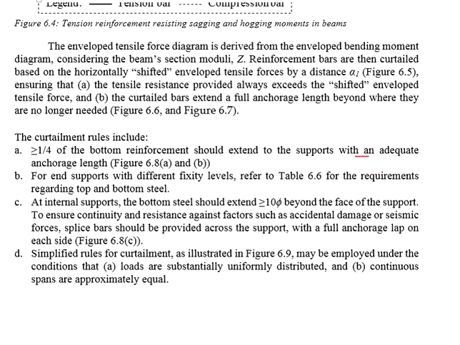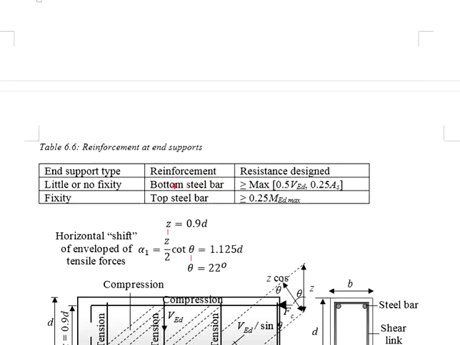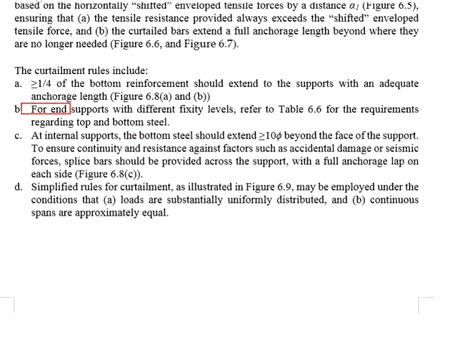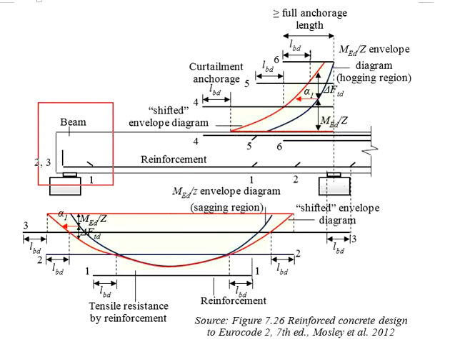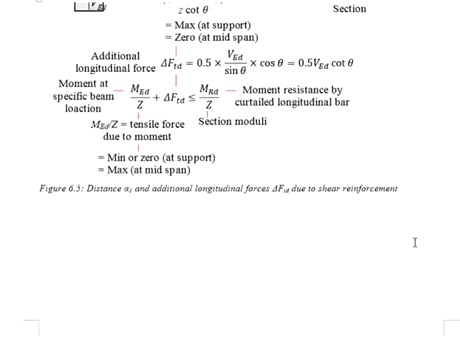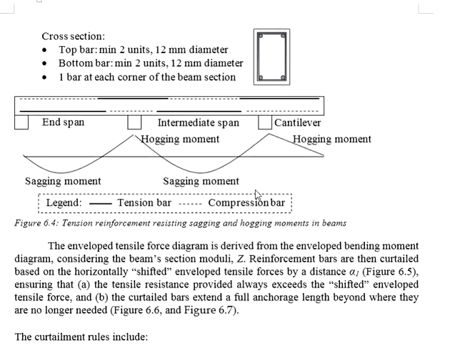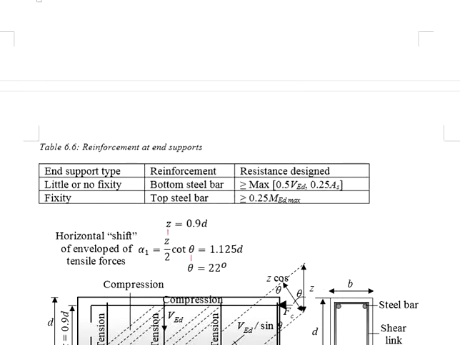Next is about the requirements of the reinforcement for the end support of various fixity levels. This is summarized here. First, what does it mean by the end support? This will be the end support where, based on the bending moment diagram, you will expect no moment at the end span here. Now, it depends on how you intend to design the structure. There are two types of end support here. One with fixity, another one with little or no fixity.